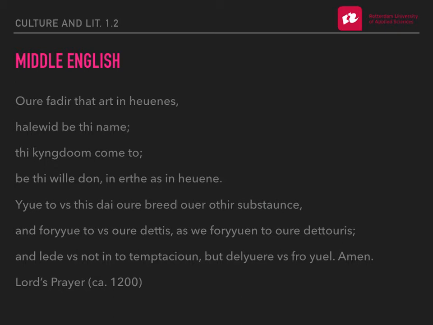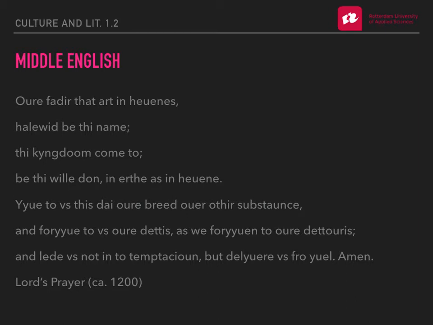Now, in Middle English, we can actually start to see that the language is recognizable. Here we see that change has also happened. So the first one is fada ura. We said father or, and now there's even grammatical changes. We can now see that it's ura fadir, that artin heofnis. We can see here that a few changes still haven't occurred.